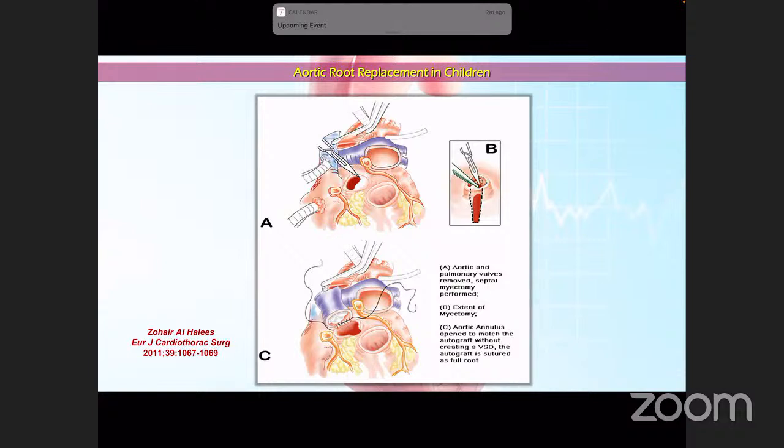And in our experience, we have patients who have had this procedure for more than 15 years, and they demonstrated a normal growth of the aortic annulus with no progressive dilatation and with adequate aortic valve function.